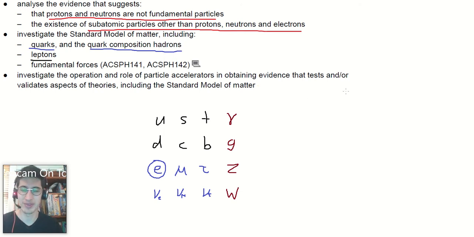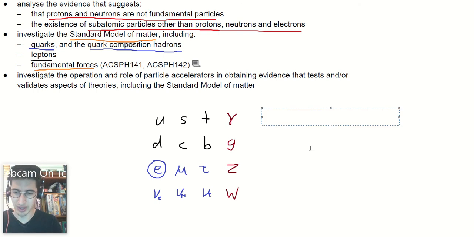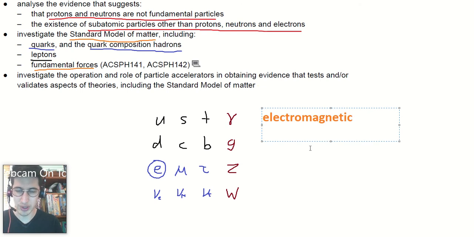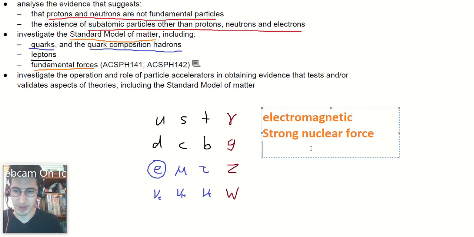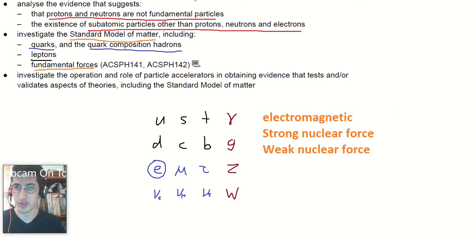And then, okay, so this was the standard model of matter, which is all of the particles and all of the forces. There are definitely some questions about this that we don't know. Yes, the fundamental forces. So there are four fundamental forces. They are the electromagnetic force, controlled by the photon. We've got the strong nuclear force, controlled by the gluon, and the weak nuclear force, controlled by the two bosons.